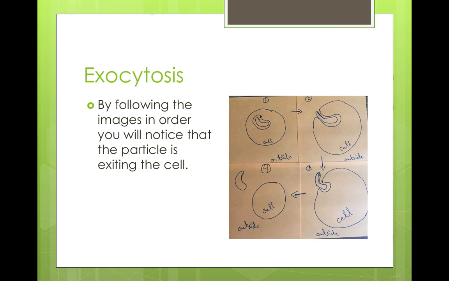So this right here is talking about exocytosis. So right here we would have a particle inside of the cell, and each time we move to a new image, we start seeing that it's starting to move out of the cell, until we get all the way to the 4th image down here, where the particle has moved completely out of it. Just kind of follow the arrows, and then you see it move out of it.